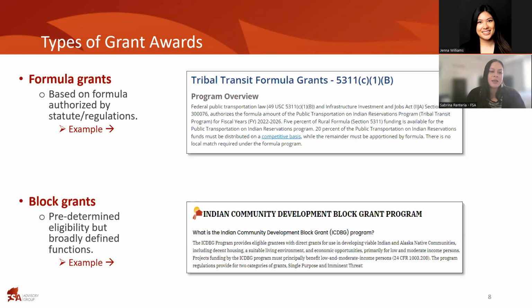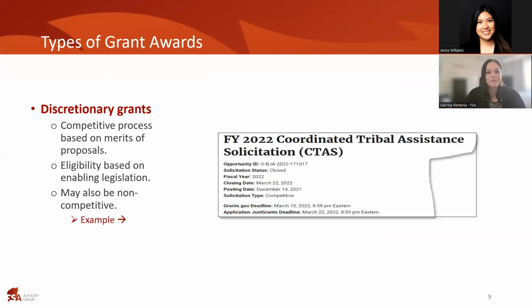Another type of grant is a block grant. These are predetermined eligibilities, but also allow you to hone in on the functions that you want to provide with the funds. So for instance, the Indian Community Development Block Grant, we know it as ICDBG. This is a block grant that's available for tribes, but again, it's predetermined eligibility. The funding agencies will let you know if you are eligible to apply based on your status.